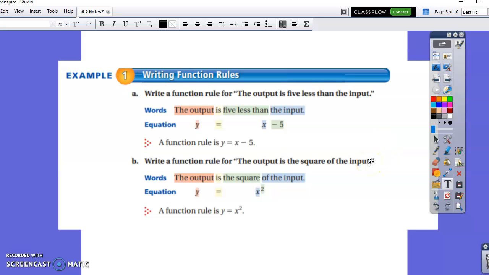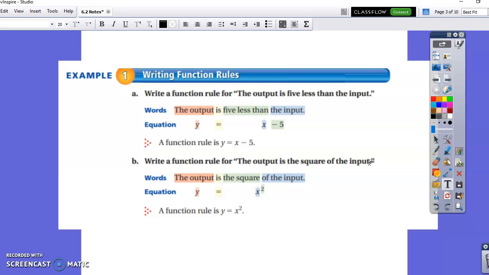So let's look at example 1, writing function rules. You're going to see that a lot of the things in the beginning of this chapter are very similar to when we did our equations unit. So don't overthink it too much. They're almost exactly the same. So this part should be kind of a review.